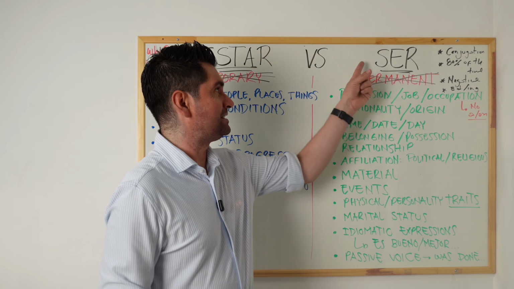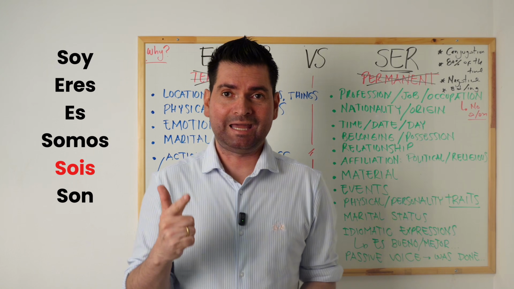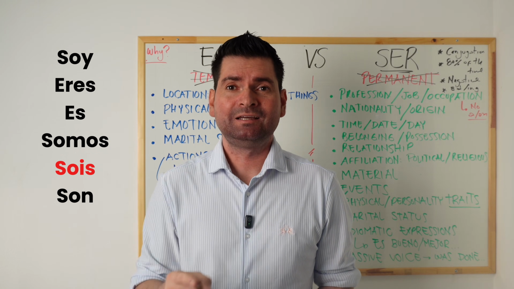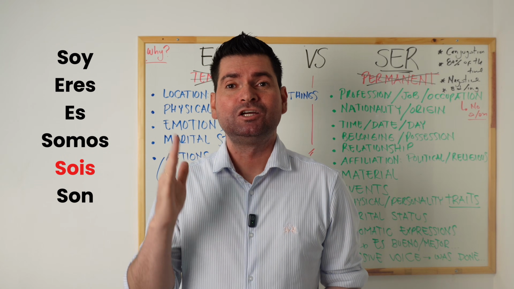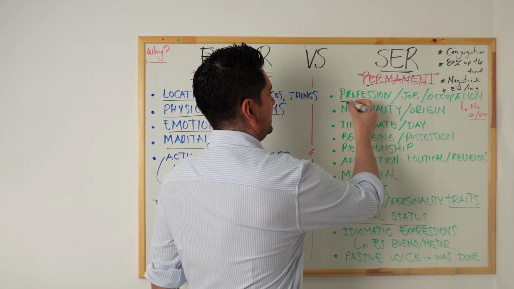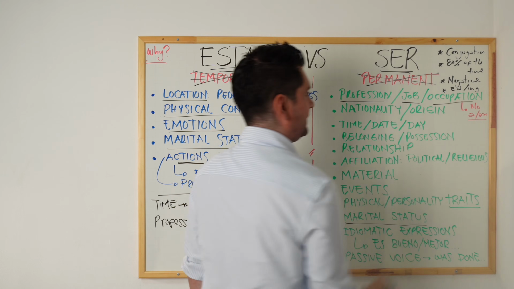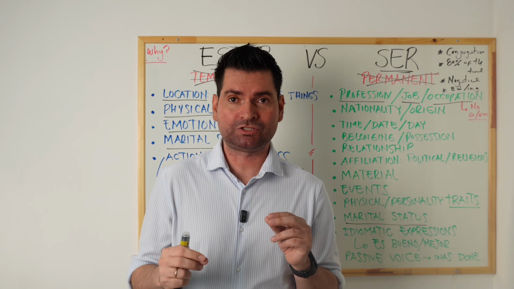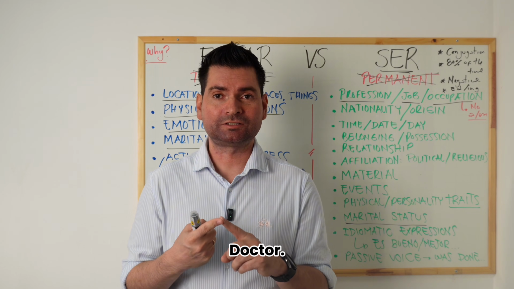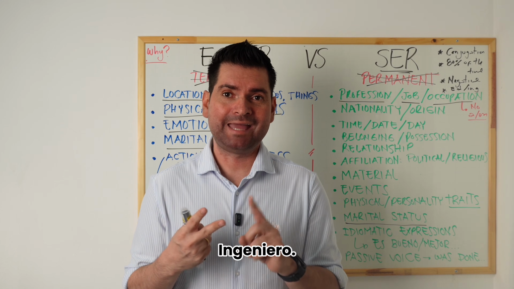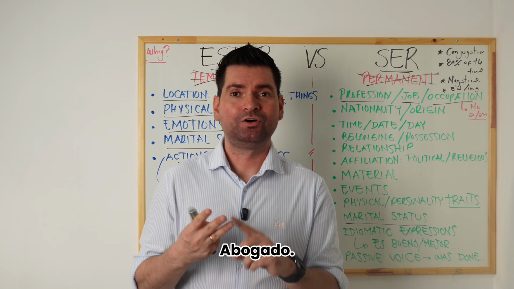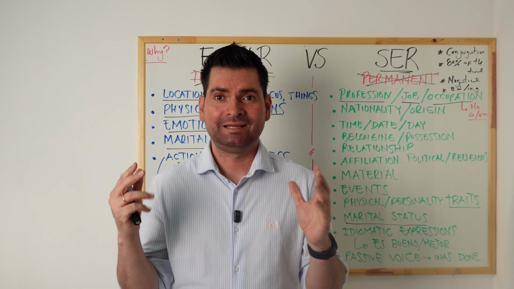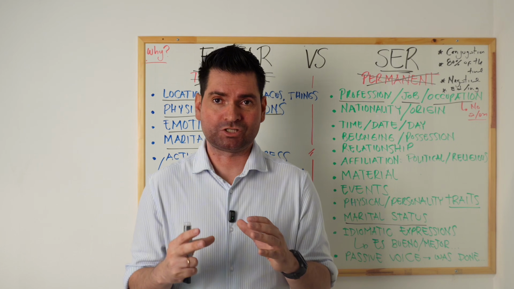Now, the conjugation of ser. Soy, eres, es, somos, for people studying Spanish from Spain, sois, vosotros, and son. We use ser with profession, job, or occupation. Here, I recommend learning very common professions. Doctor, ingeniero, engineer, abogado, lawyer, dentista, dentist, etc. This would be a good vocabulary to learn professions.